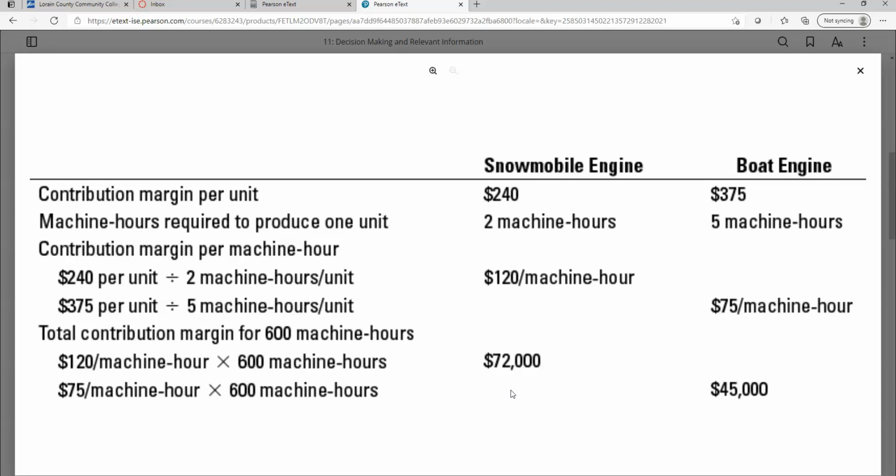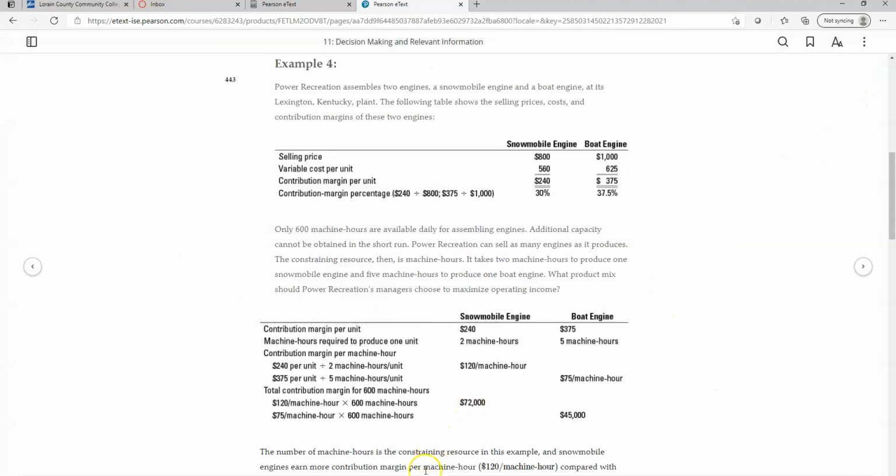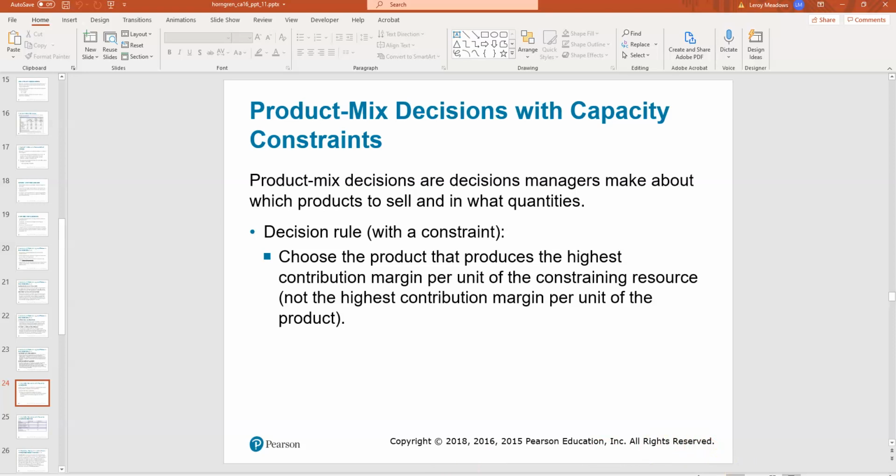When we have a constraint, we don't want to focus in on the contribution margin per unit. We want to focus in on the contribution margin per unit of the constraint. And in this case, the machine hours constraint, it could be labor hours, it could be a number of other things, but in this case, the machine hour. And we see our greatest contribution margin is with making snowmobile engines. Even though they have a lower contribution margin per unit, they have the highest contribution margin per unit of the constraint. So, and that will wrap up this segment here.